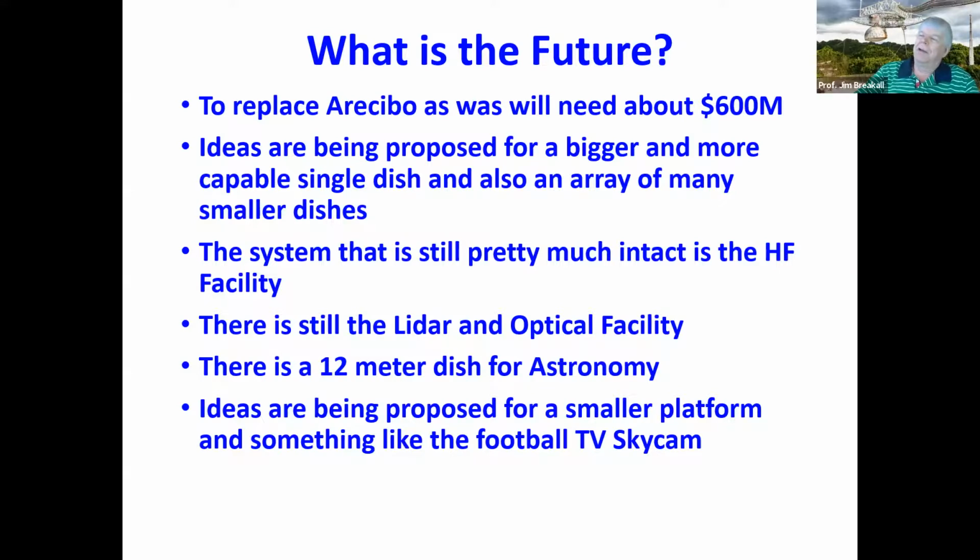And the National Science Foundation doesn't have that kind of money just sitting around. And so there have been people that have gone to our government to try to get the money, but it just hasn't happened yet. And so there's still a lot of lobbying and discussion and ideas, maybe a bigger dish.